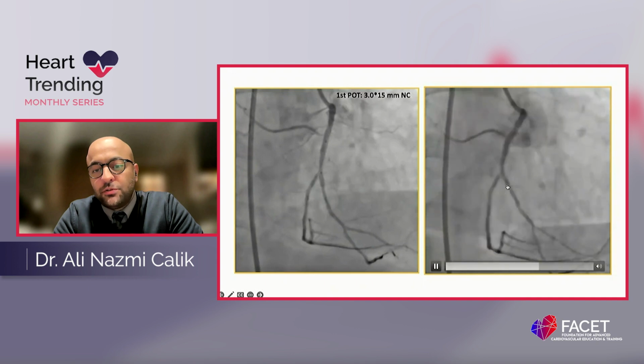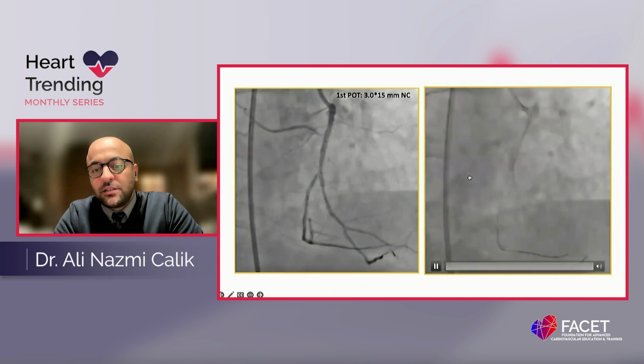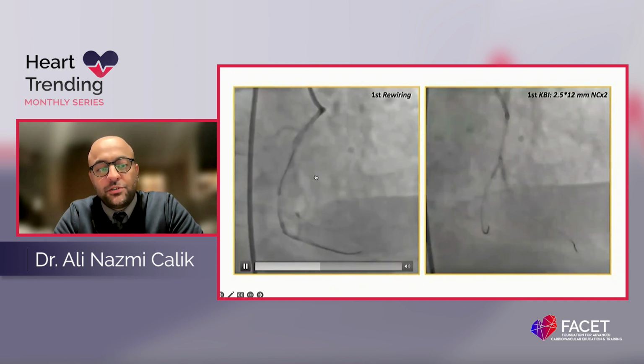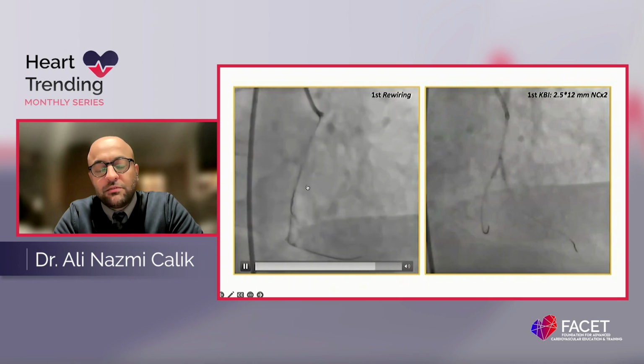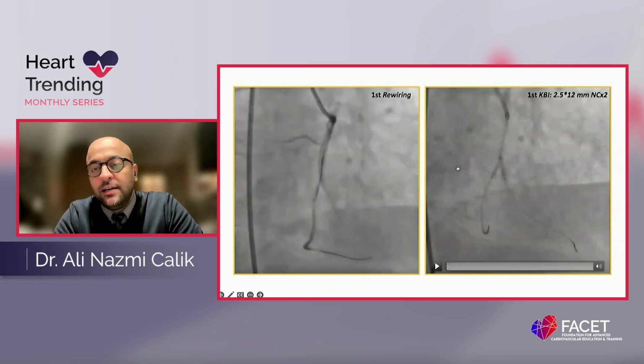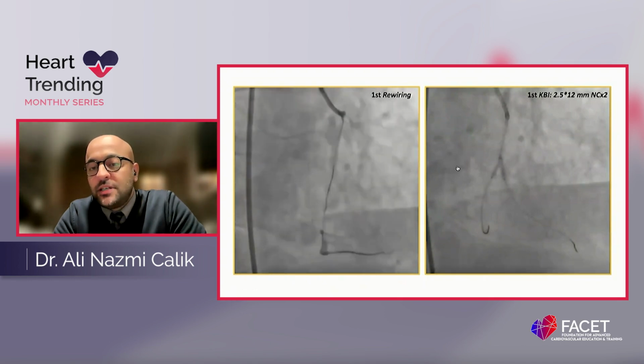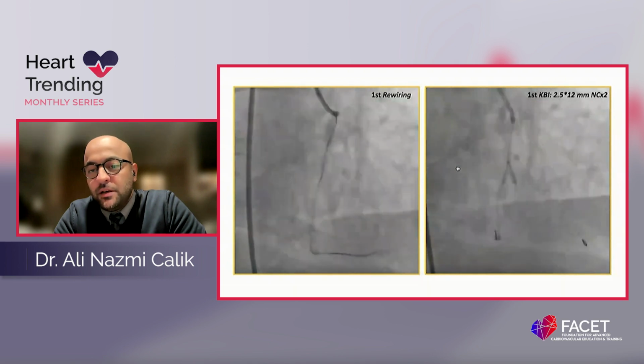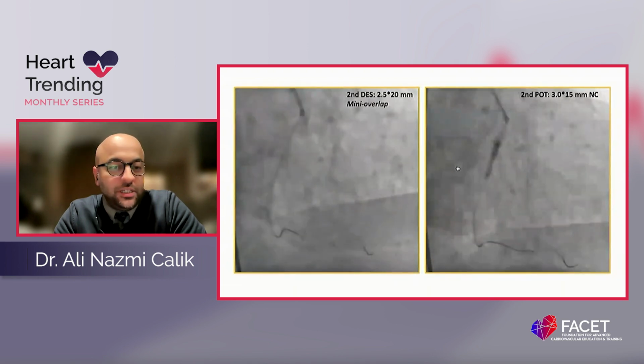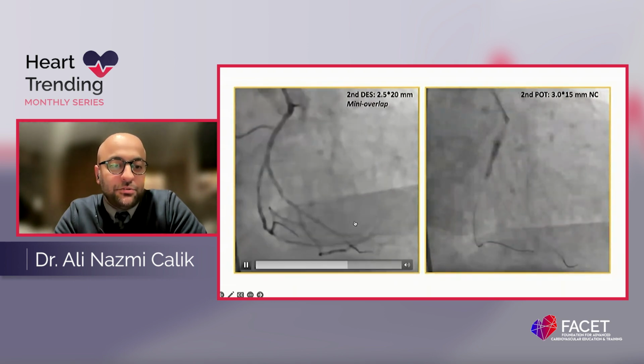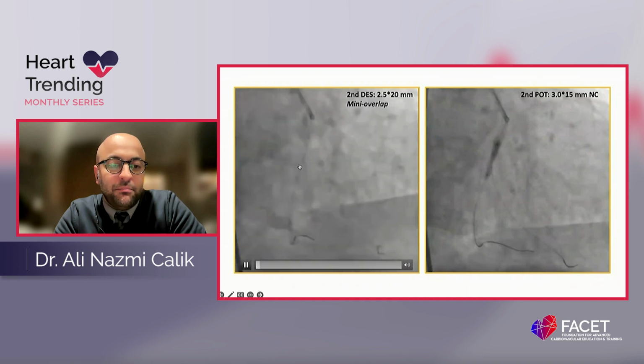After the first POT, you see there is still a significant stenosis in the side branch. Then the first rewiring from the distal struts again, you see. Then this is the first kissing balloon inflation, which stands for DK mini-crush. And you see the second stent.